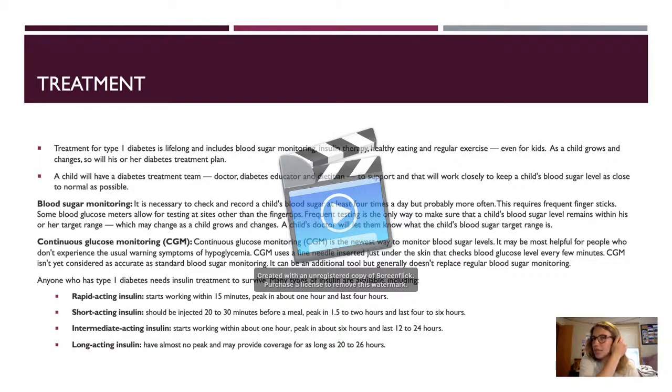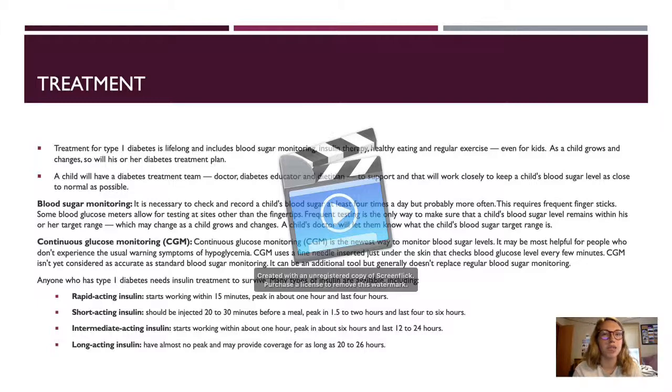So now that we've covered the basics, we can move into treatment of type 1 diabetes. It is a lifelong treatment plan, and it includes blood sugar monitoring, insulin therapy, healthy eating, and regular exercise, even for kids. But as a child grows and changes, so will his or her diabetes treatment plan. A child will have a diabetes treatment team, including doctors, a diabetes educator, and a dietitian, just to name a few of the positions on the team, that will work closely to keep the child's blood sugar level as close to normal as possible.